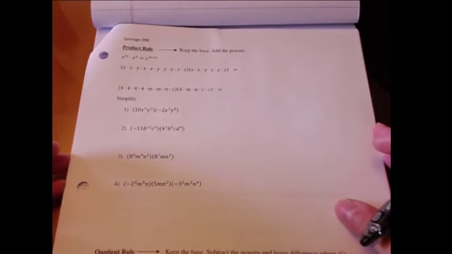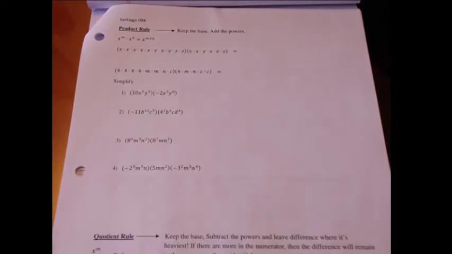Let's start with the product rule. For the product rule, I made a note here, and I kind of want you to chant that to yourselves. Keep the base, add the powers. Keep the base, add the powers. For the product rule, what this says is that when you are multiplying these single term expressions, if they have the same base, you're going to keep the base and simply add the power.